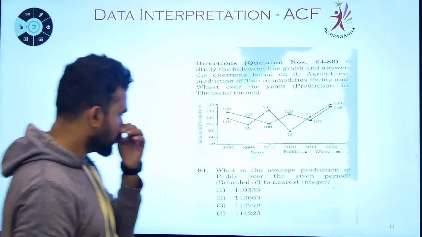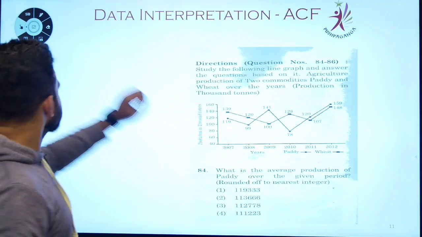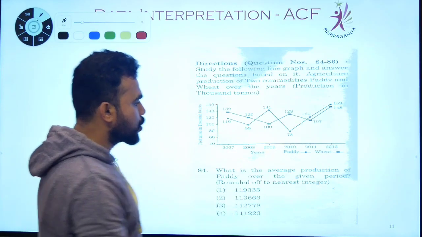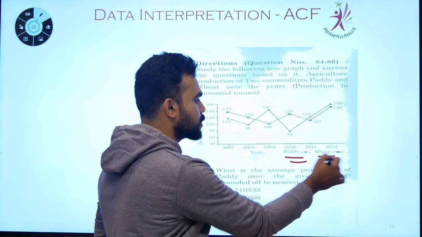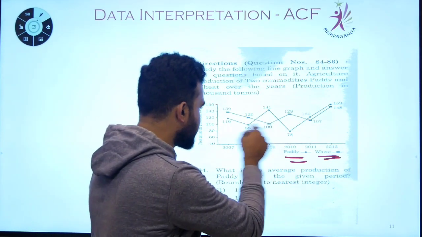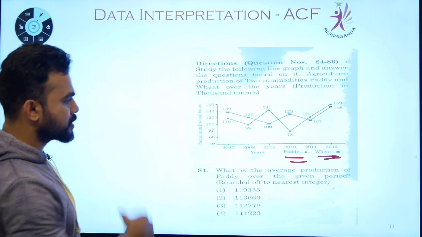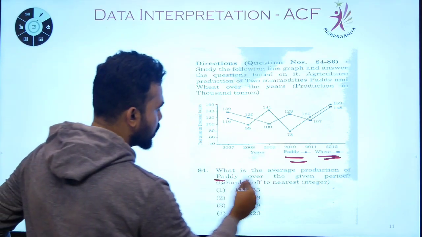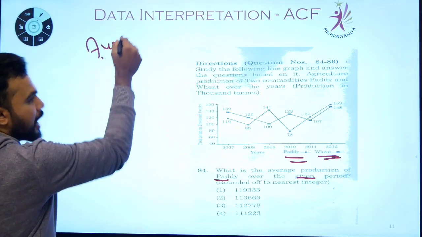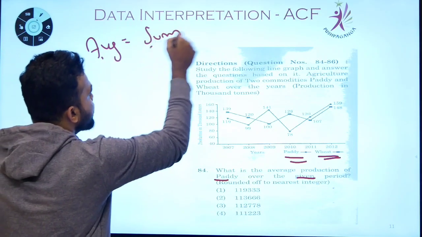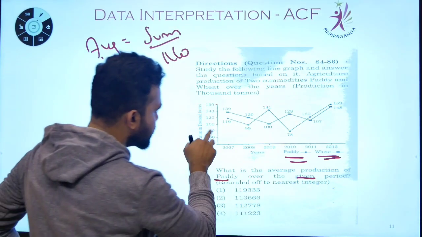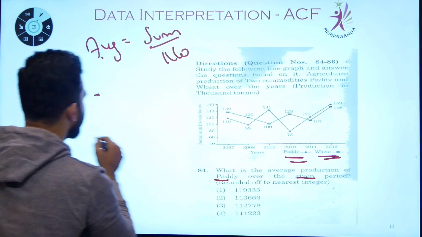So now we are coming to the next question. Here the question speaks about paddy and agriculture production, about two commodities. One is paddy and another one is wheat. The paddy represents the circle one and wheat represents the square, the rectangle one. So now here it asks about the average production of paddy over the given period. Again, when we are calculating average, we go with the total sum divided by the number of items.